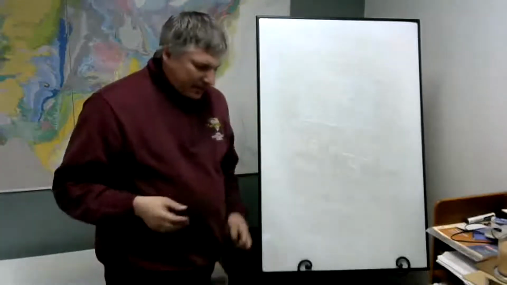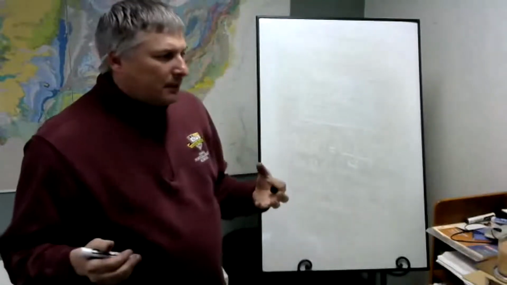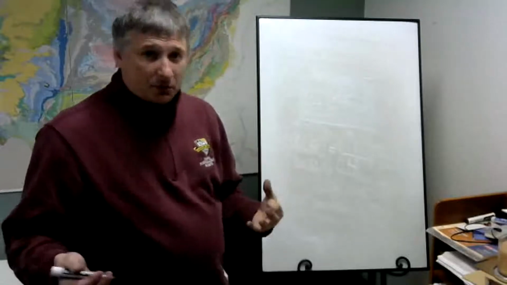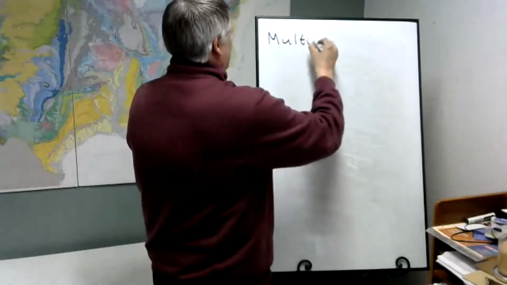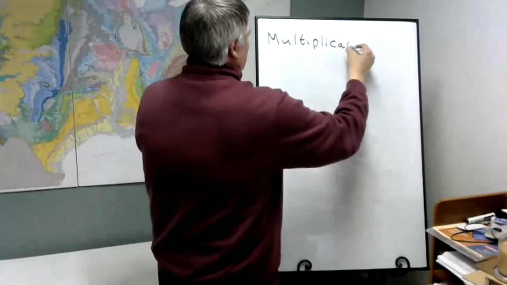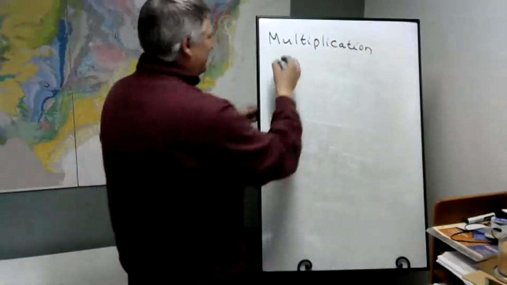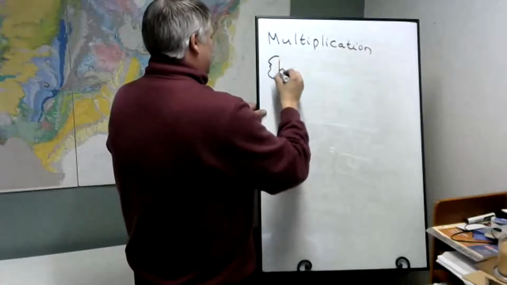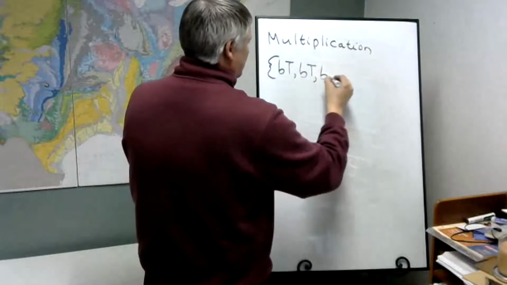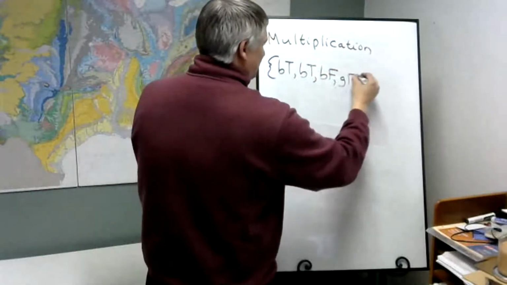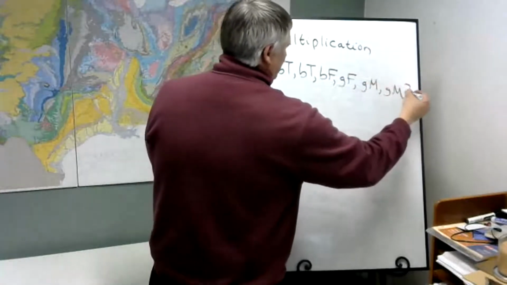So now I want to look at the multiplication rule, and we're going to need that conditional probability to work with the multiplication rule. So to do this, we're going to go back to our cars again. There's a blue Toyota, blue Ford, green Ford, green Mercedes, and another green Mercedes.